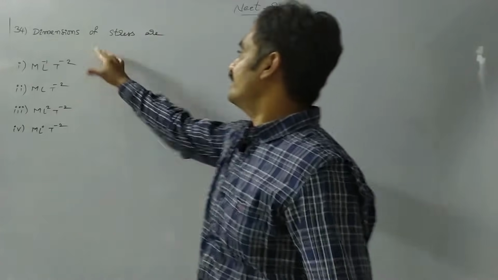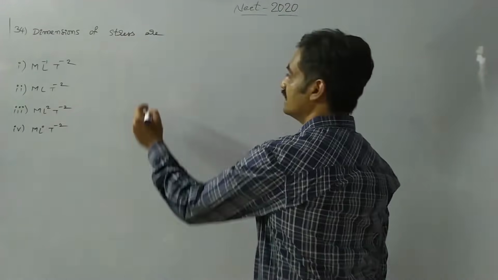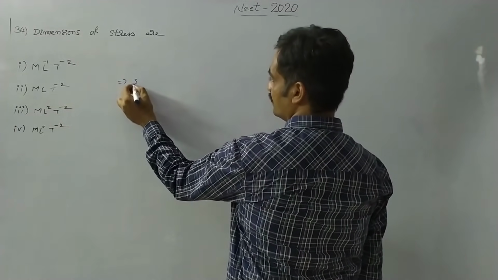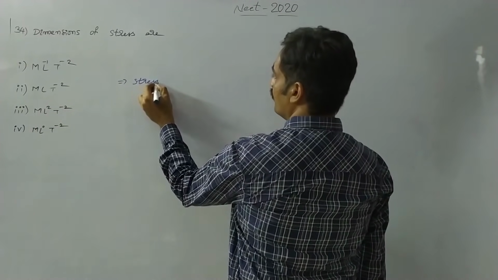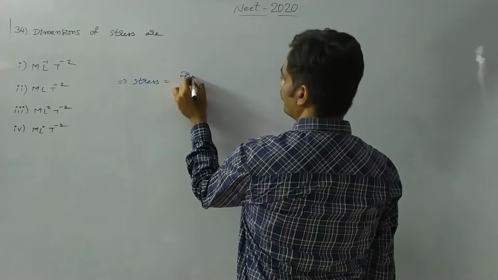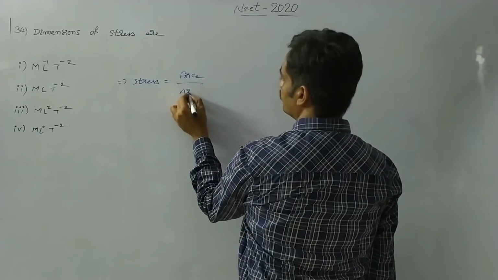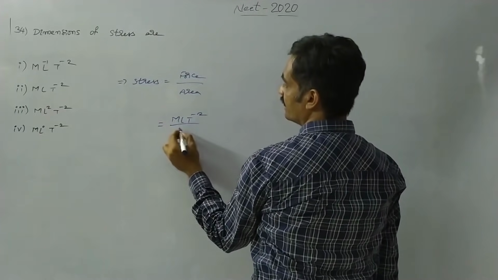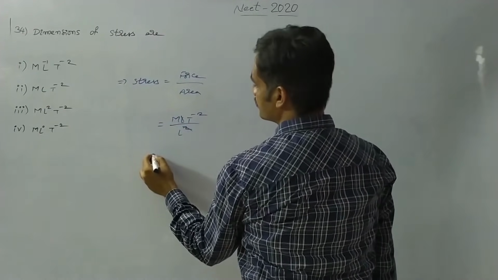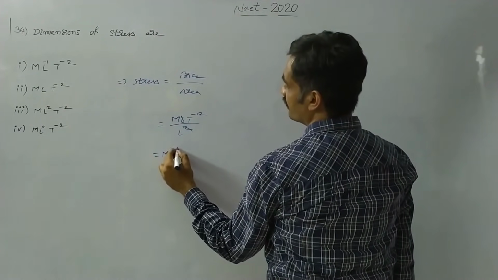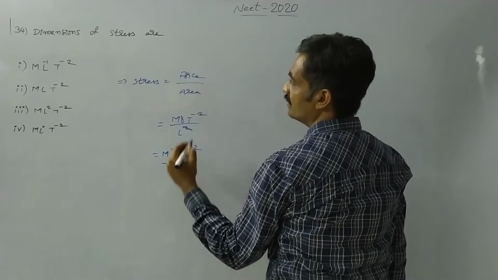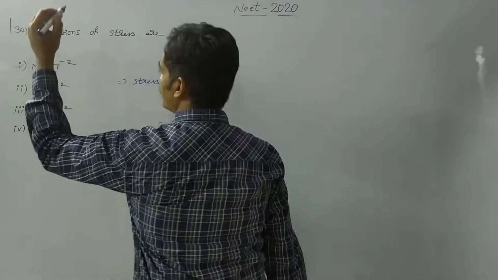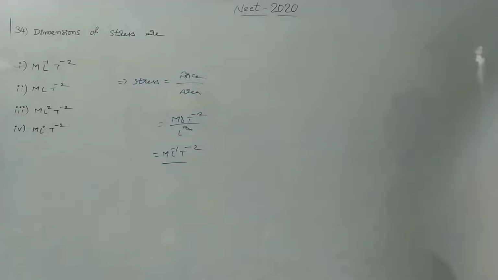The next question is, the dimensions of stress are. Here I am going to derive the dimensions of stress. We know that stress is equal to force per area. We know that force is equal to m l t to the power of minus 2 by L square. Here one L gets cancelled, so we have m L to the power of minus 1 t to the power of minus 2. So option is 1. Take a screenshot, we will continue.